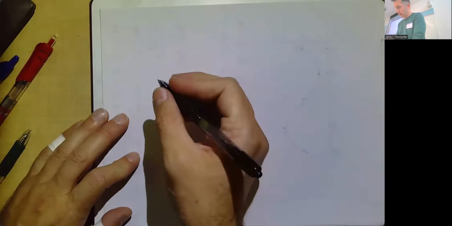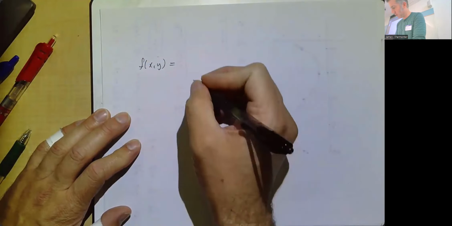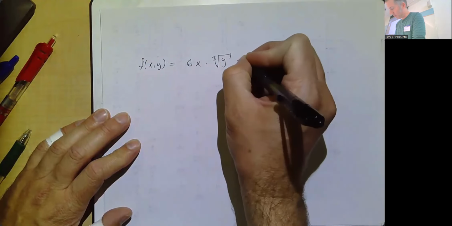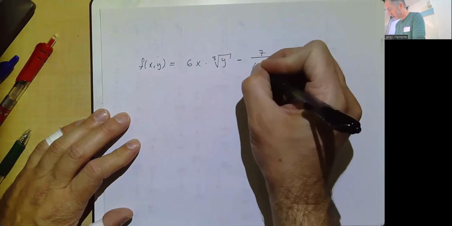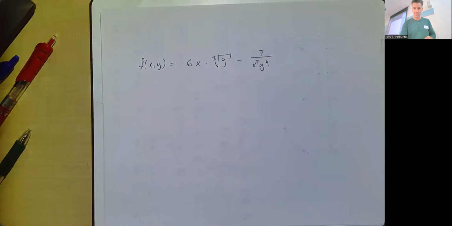Well, let's look at something like f of x comma y equal to 6x times the cube root of y minus 7 over x squared y to the 4th. Yeah, that's not too terrible.